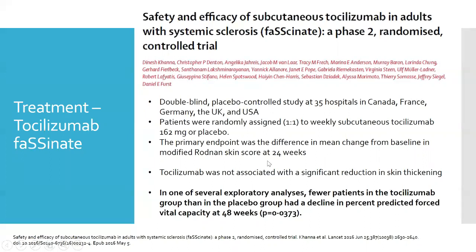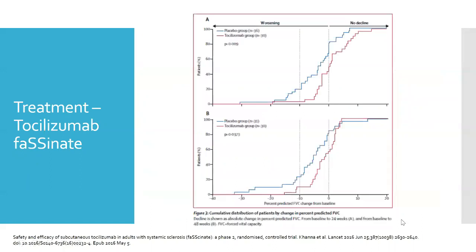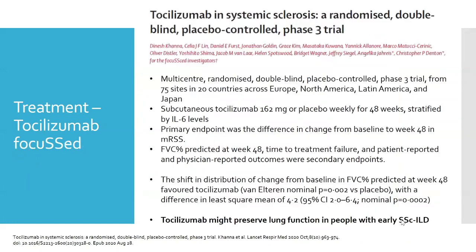But when they did other exploratory analyses into other important endpoints, what they saw was fewer patients in the toci group had a decline in percent FVC at 48 weeks. So this kind of set the stage for the next trial that came out, and this was published last year in Lancet, and this was what is called the FOCUS trial. And again, FOCUS trial was sub-Q toci 162 milligrams to placebo weekly for 48 weeks.